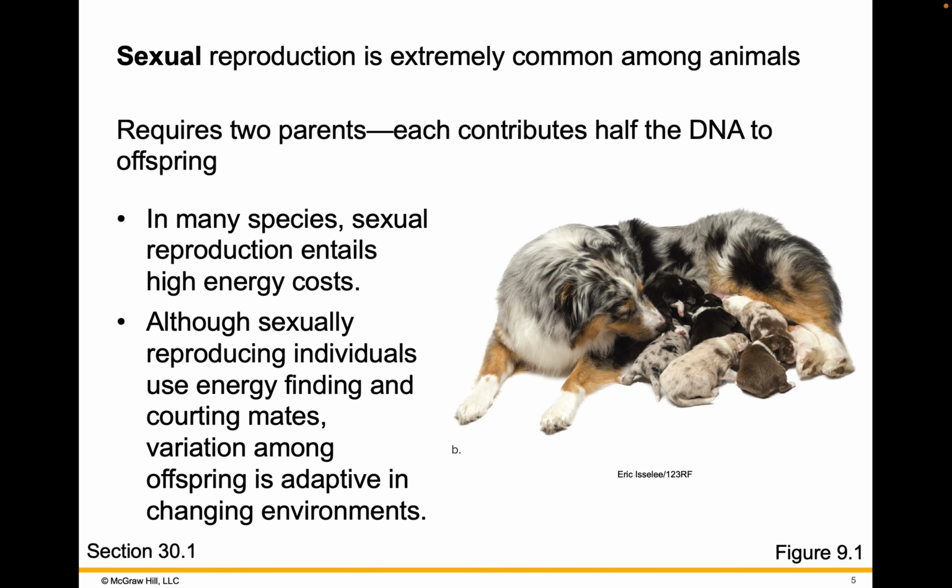Sexual reproduction, however, is very common among animals. It requires two parents. Each contributes half of the DNA to the offspring. In many species, sexual reproduction entails high energy costs. And although sexually reproducing individuals use energy finding and courting mates, variation among their offspring is adaptive. It's beneficial, especially in changing environments.